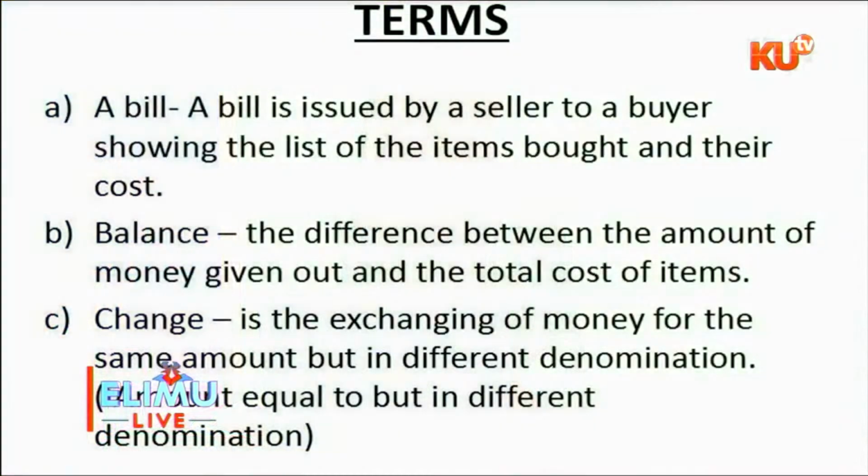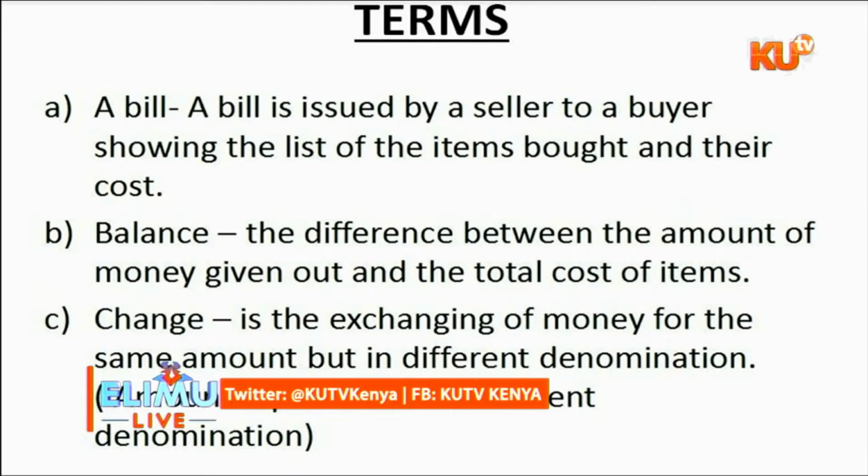So, we are going to start by looking at some of the terms that are used in this topic, or some of the terms that are related to bills. So number one, we have the word itself, the word bill. So what is a bill? A bill is normally issued by a seller to a buyer, showing the list of items bought and their cost. So when you buy something, you're given a list of whatever you have bought and their cost. That's what we call a bill. So in this lesson, we are going to learn how to prepare these bills and how to get the cost.